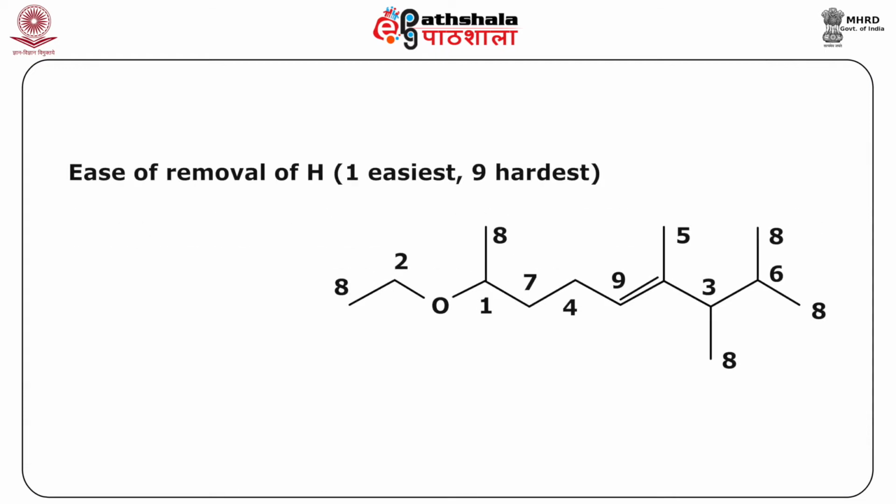As can be seen here, the ease of removal of the hydrogen is in the order from 1 to 9, 1 being the easiest of all and 9 being the hardest, for the hydrogens as shown in the given structure. In case of allylic or benzylic halogenation, free radical halogenation is commonly applied because the radicals formed are the most stable.